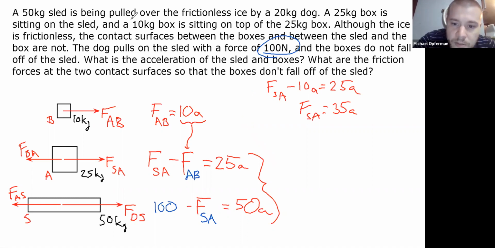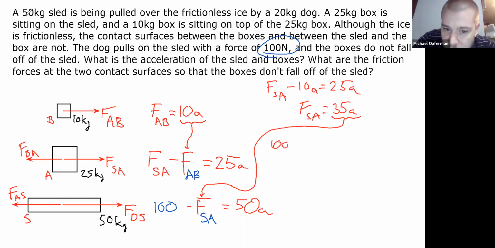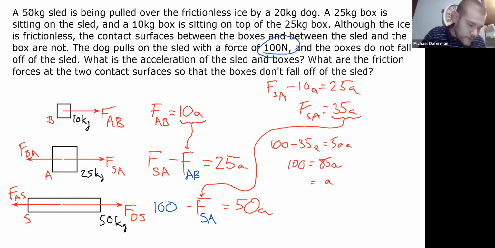Okay. And then just get rid of all these arrows cluttering things up. Now I'm going to take this result here and plug into there. So then I'll have 100 minus 35A equals 50A. So that gives me 100 equals 85A, which means A equals 100 divided by 85, is 1.18 meters per square second.